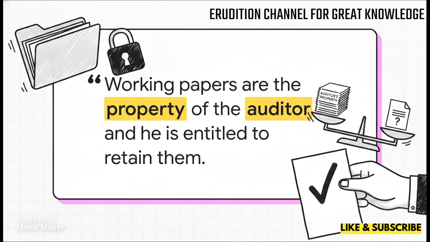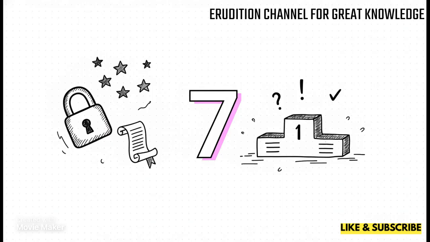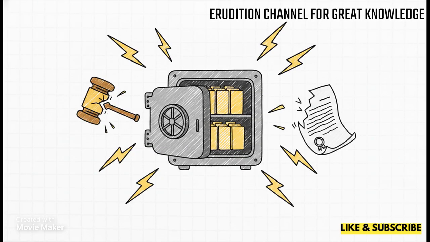But remember, with ownership comes immense responsibility. You have to keep them in safe custody and keep them strictly confidential. And that brings us to a magic number, a number you literally have to memorize for your exams: 7. According to the Institute of Chartered Accountants of India, through SQC1, you must retain these files in safe and confidential custody for a period of 7 years. If you don't, well, you'll be held guilty of professional misconduct.